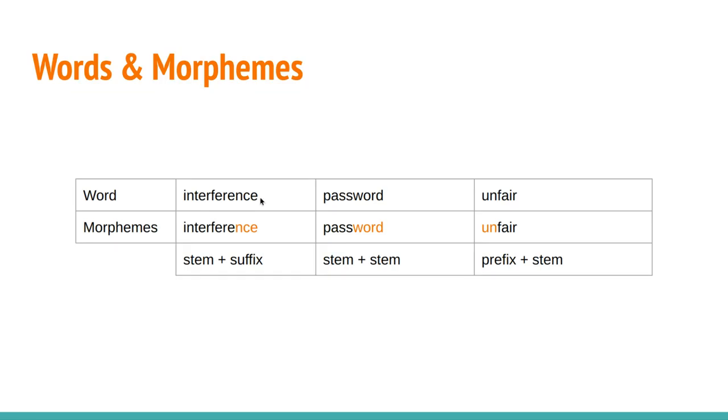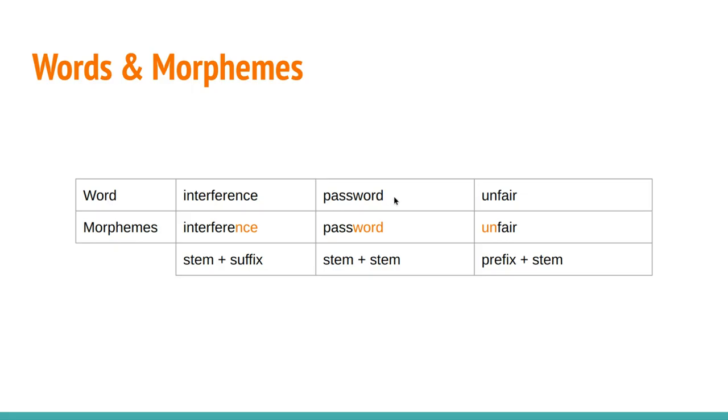The word interference clearly comes from the verb interfere, okay? This noun is derived from this verb. How do we derive the noun? By adding, in this case, a suffix, okay? So over here we have a stem plus a suffix, okay?